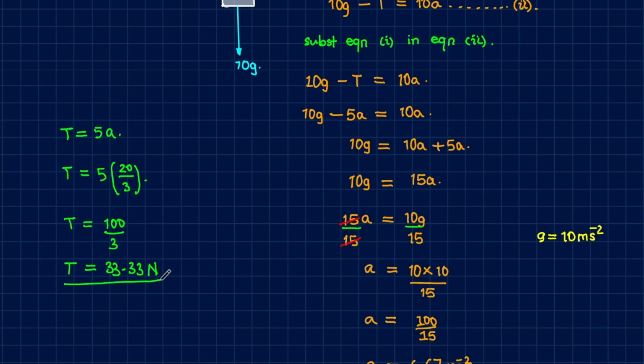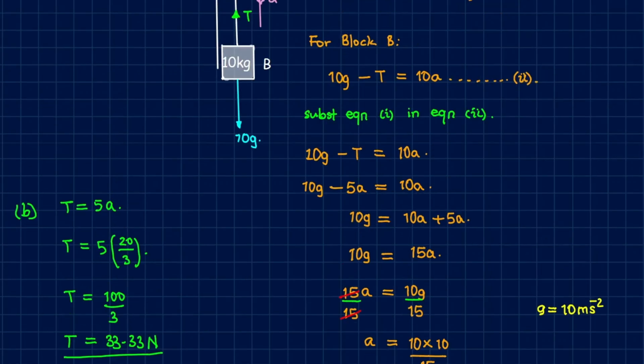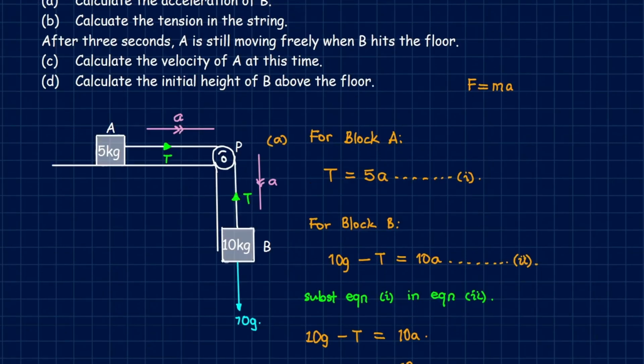And that is the answer for part B of the question, which is requesting us to get the tension in newtons. So let's take a look at part C of the question. Now, after 3 seconds, A is still moving freely when B hits the floor. Calculate the velocity of A at this time.